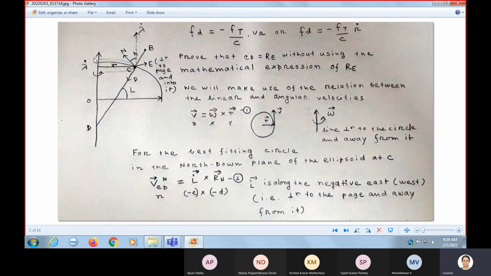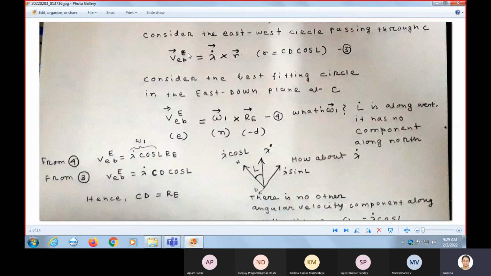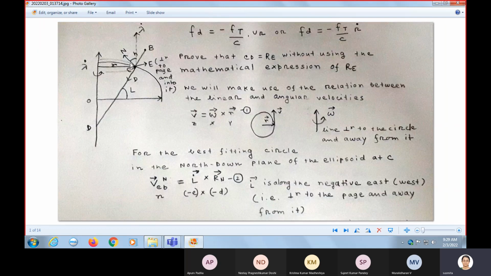And what is the angular velocity associated with this? As the point moves in the east-west direction, longitude changes. So the associated angular velocity is lambda dot. Therefore, we can apply this equation for this east-west circle, and V must be in the east direction, the east component of the velocity. So we have the east component of the velocity, lambda dot cross r. And we already found from geometry that small r is equal to CD cos L. We did not say anything about CD, we just showed that CD is this length.